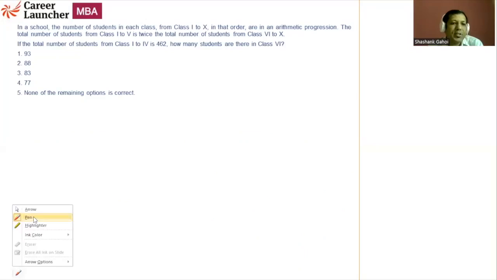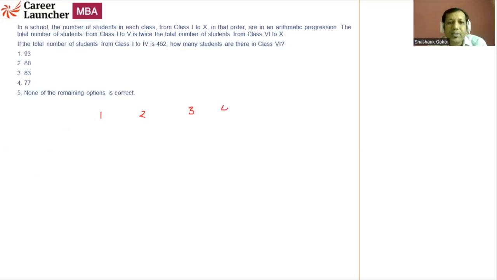Let's start this question. What does this question say? In a school, the number of students in each class from class 1 to class 10, in that order, are in AP. The total number of students from class 1 to 5 is twice the total number of students from class 6 to 10. So we are talking about class 1, class 2, class 3, class 4, class 5. I'm just doing everything manually. And then it is going to be 6, 7, 8, 9, and 10.